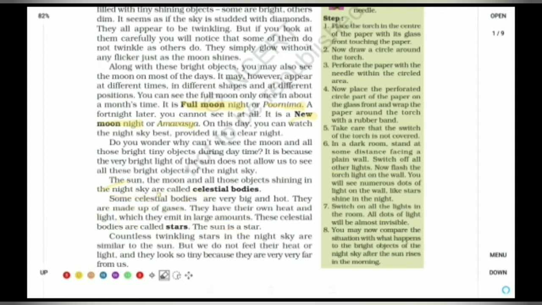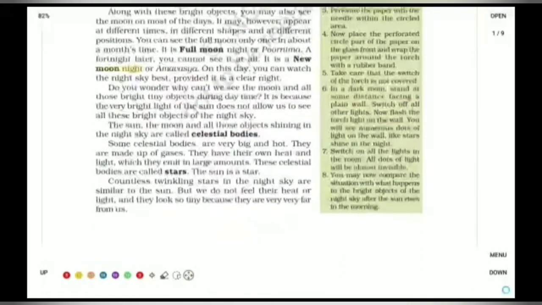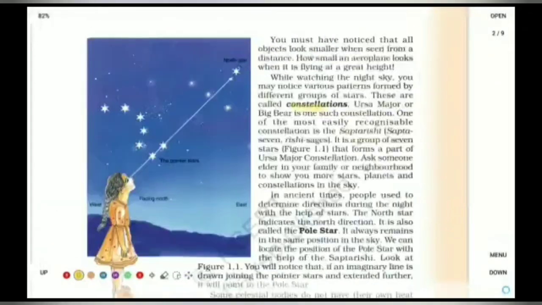Moving to the next page. While you watch the sky, you tend to see many diagrams, the stars forming patterns, right? Those are called constellations. What is its definition? You may notice various patterns formed by different groups of stars. These are called constellations. Patterns formed by different groups of stars are called constellations. There are some constellations we'll talk about now.